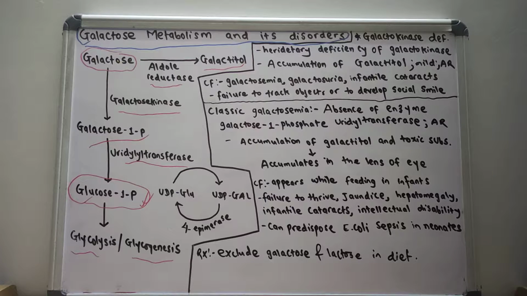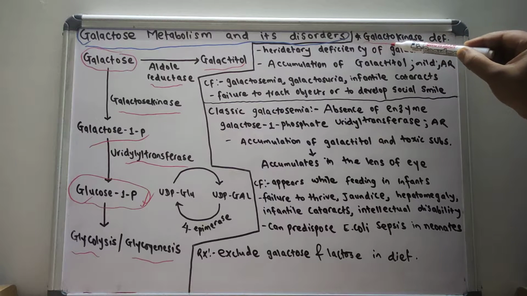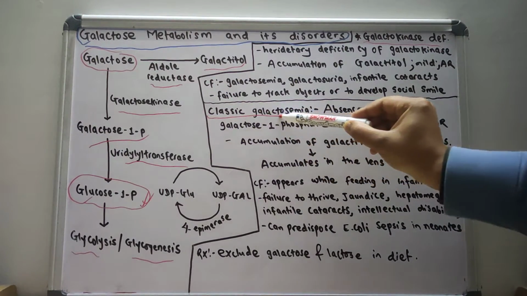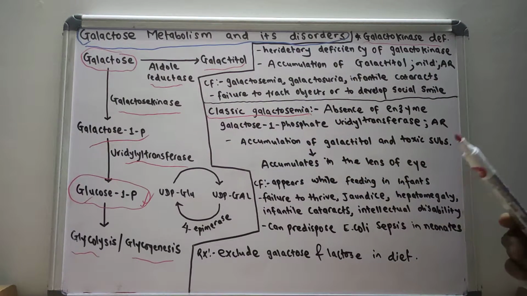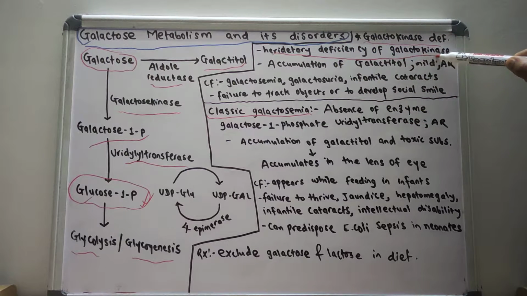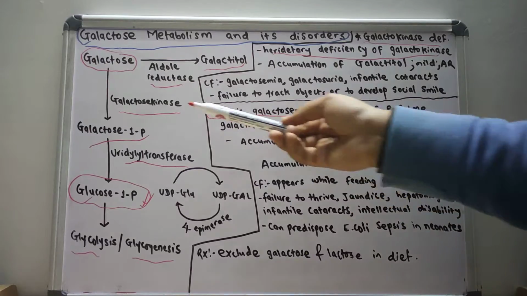Now let us discuss the various disorders of galactose metabolism. There are mainly two disorders: galactokinase deficiency and classic galactosemia. First, let us discuss galactokinase deficiency. In this, there is a hereditary deficiency of galactokinase.